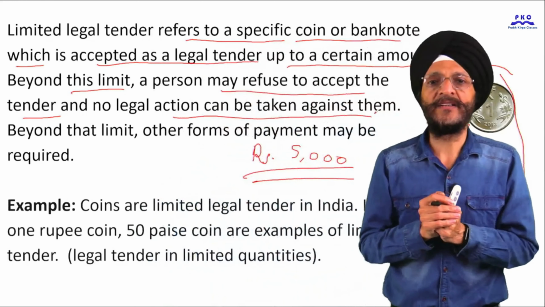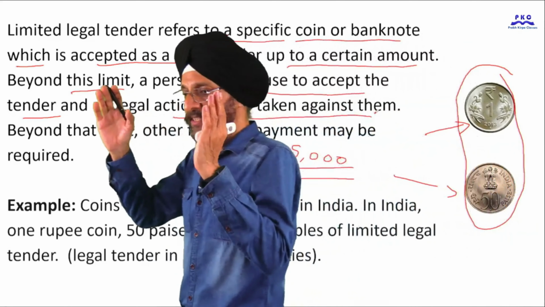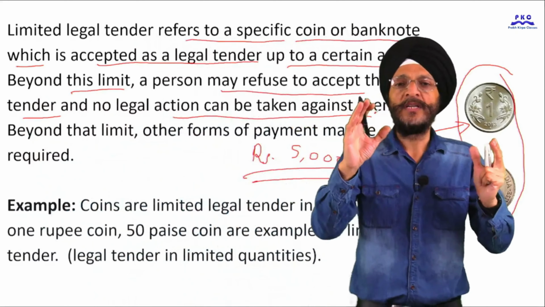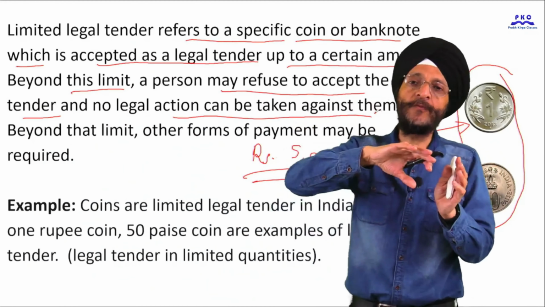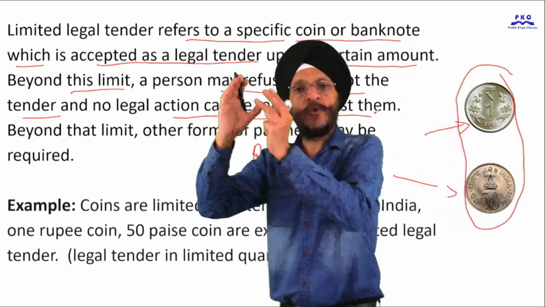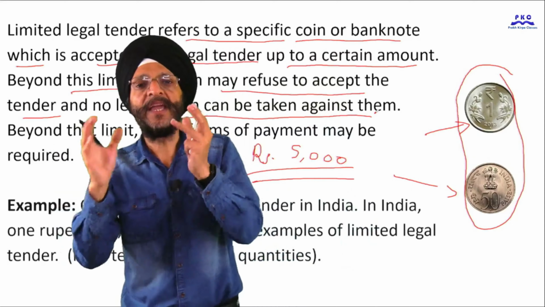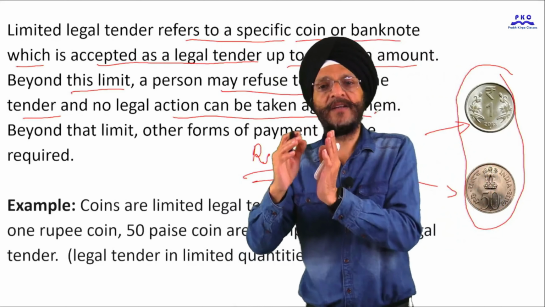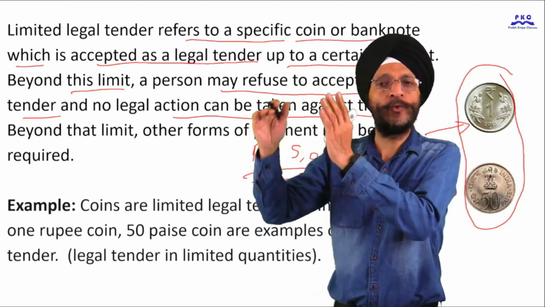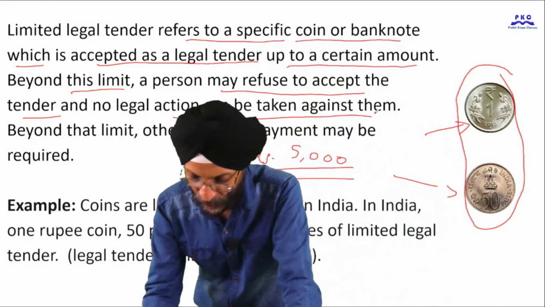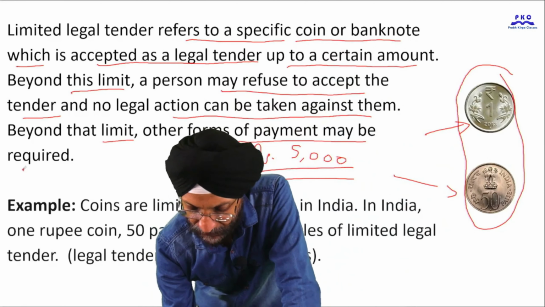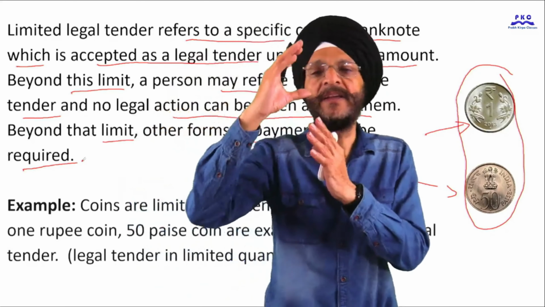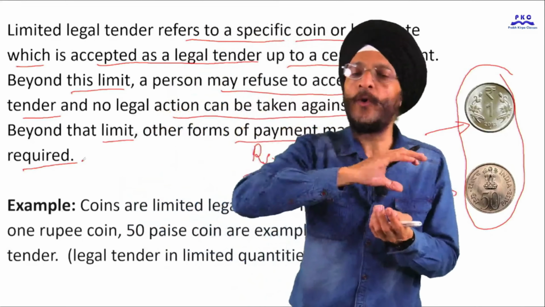We have already read that when a particular currency has been declared as legal tender, you cannot refuse to accept the same. But in case of certain coins or certain currency notes, they may have been classified as limited legal tender, and beyond a certain amount you cannot force any person to accept the same. Beyond that limit, other forms of payment may be required. That is, beyond that limit, you may have to make the payment by currency notes of higher value denomination or through internet banking.